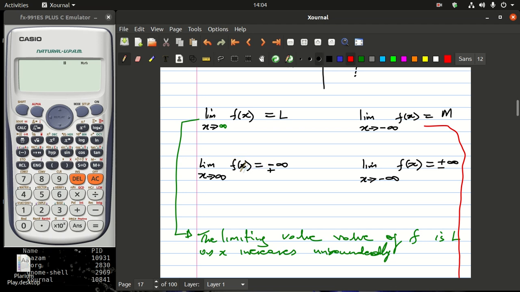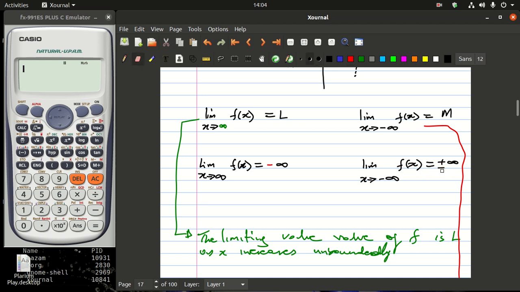So this one here is just saying that if, let's say, this was positive, we would say that f of x is increasing. Suppose this one was positive, we would say f of x is increasing unboundedly as x increases unboundedly. That will be the meaning of that. Or if this one was negative, we would say that f of x is decreasing unboundedly, because this is negative. So as we're getting to the most negative numbers down there, we're actually decreasing this function. So f of x is decreasing unboundedly as x increases unboundedly.